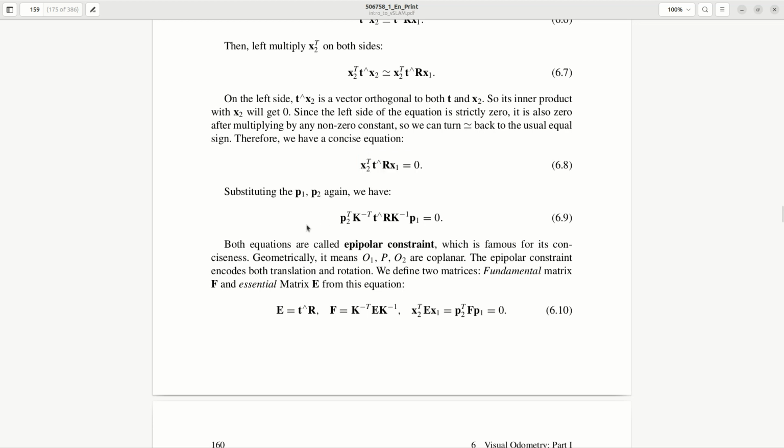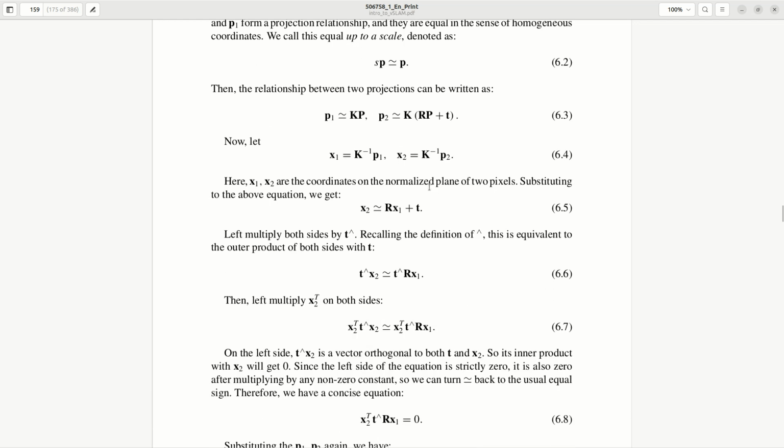So again, if we want to construct the equality between the image coordinate P1 and the image coordinate P2, we can just sub in P1 and P2, right? x1 is equal to K inverse P1, and x2 is this, right?